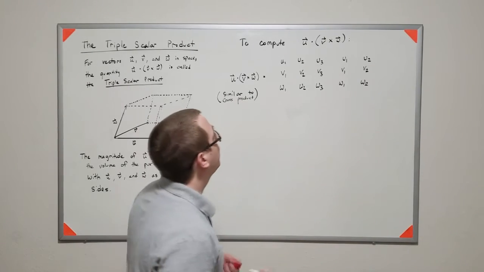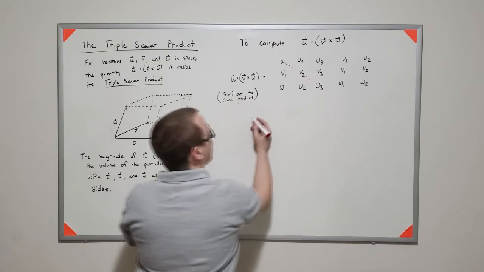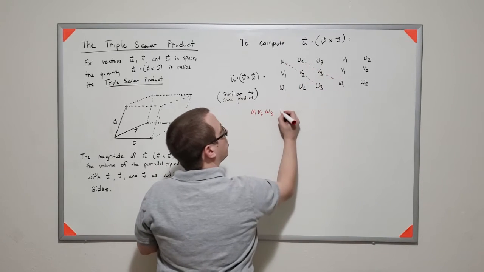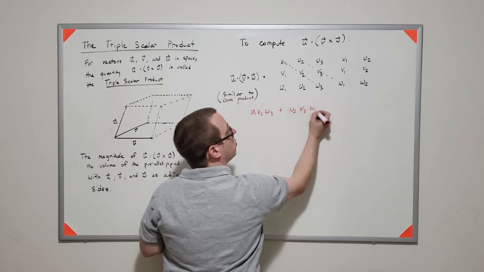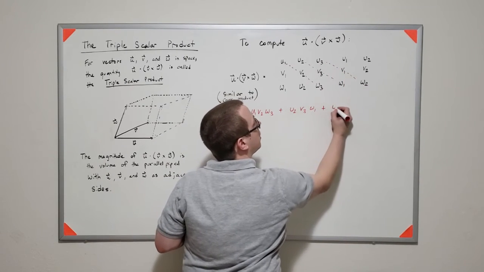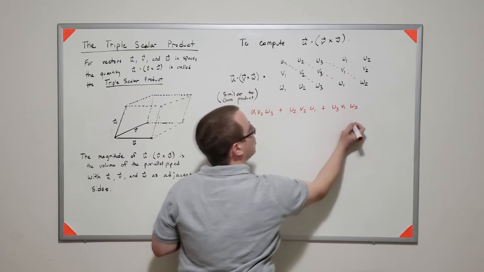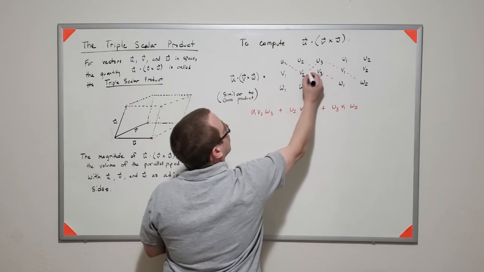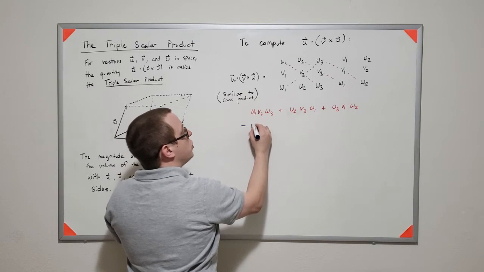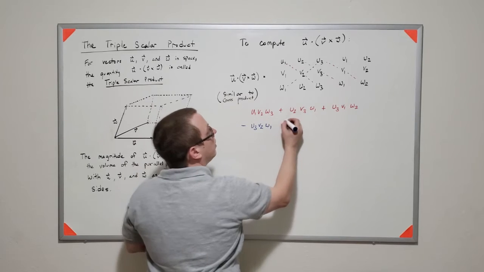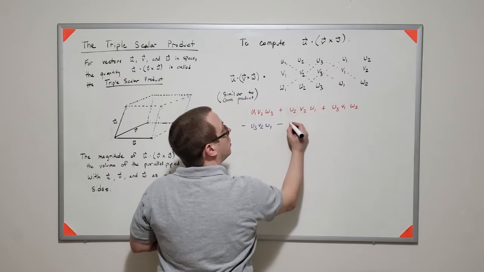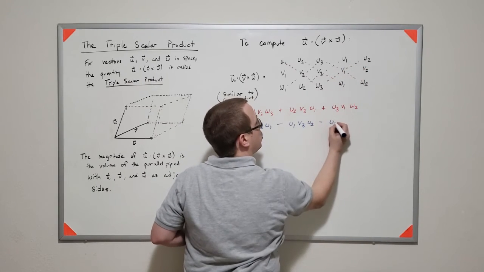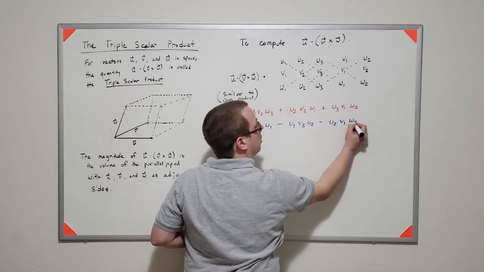So let's compute that. What we're going to find is we have u1 v2 w3 plus u2 v3 w1 plus u3 v1 w2 minus u3 v2 w1 minus u1 v3 w2 minus u2 v1 w3.